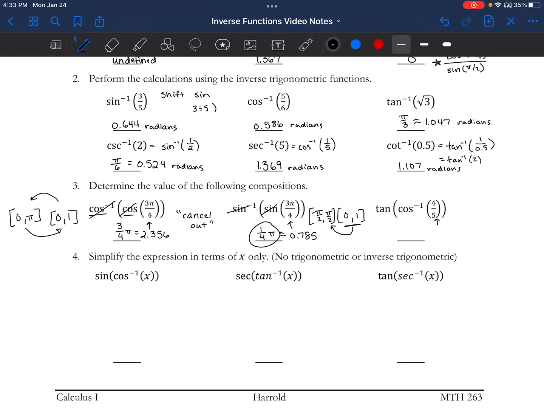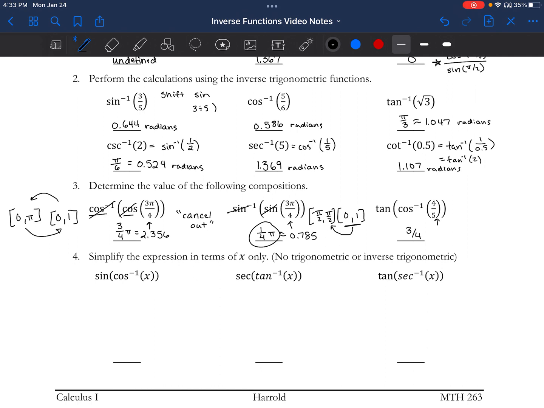So that's the thing you've got to be careful of with some of these problems, making sure the domains and ranges match up. The last one I'm going to do, again, I'm just going to type this into the calculator, and I want you guys to see how this ends up a little differently. Tangent of cosine inverse of 4 over 5 is going to give me 3/4.